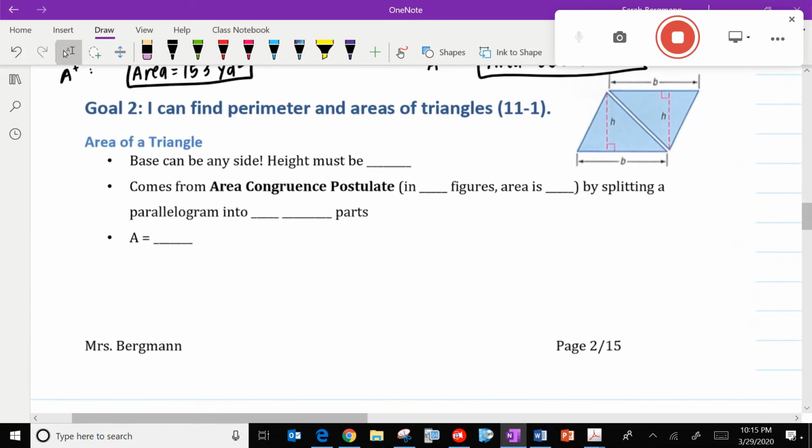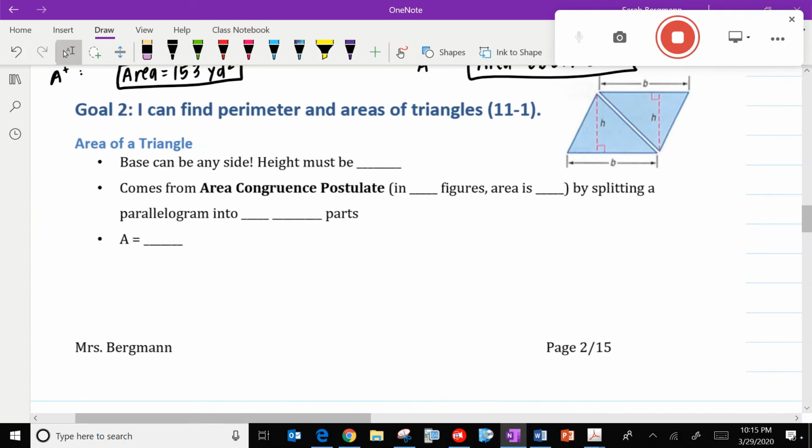All right, next we're going to look at area and perimeter of triangles. So for the area of a triangle, the base, again, can be any side. The height must just be perpendicular, same as before. And this area formula comes from area congruence postulate, which basically says in congruent figures, the areas are congruent. So basically what we do is we take this parallelogram and we split it up into two congruent triangles.